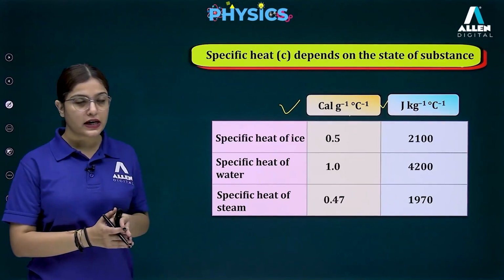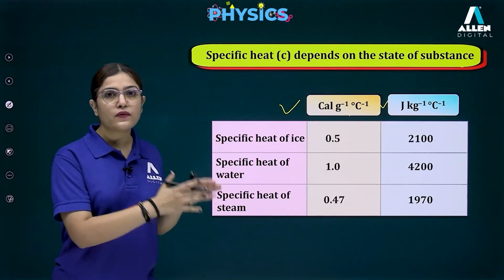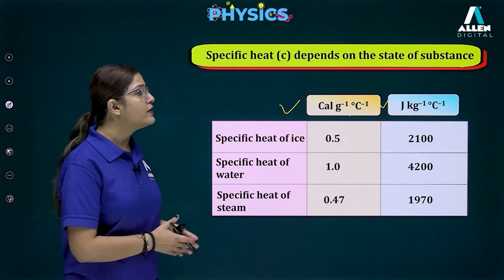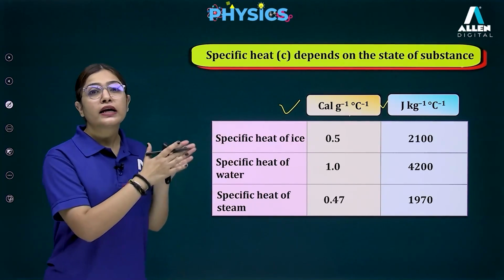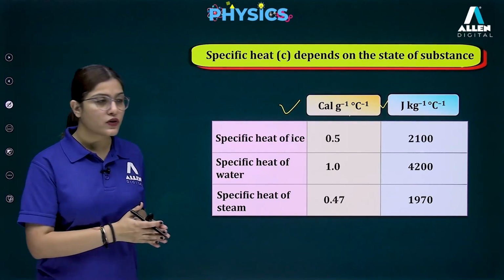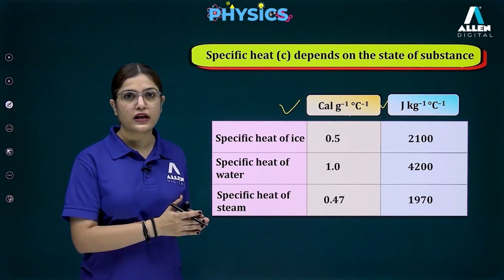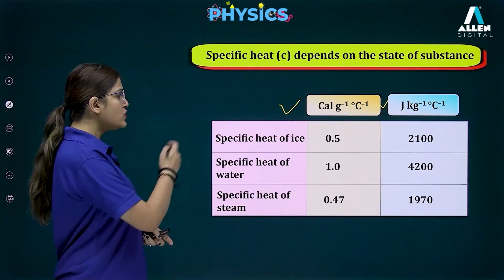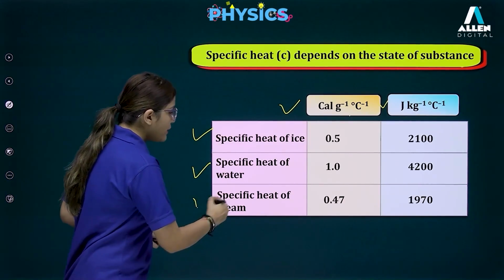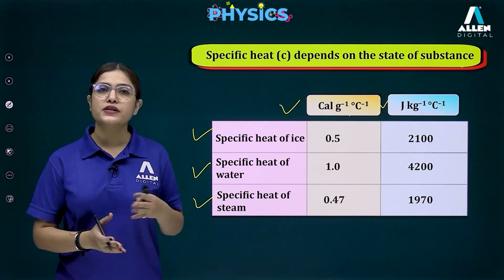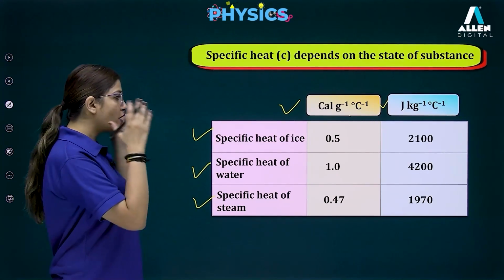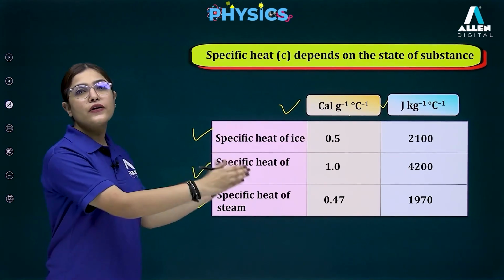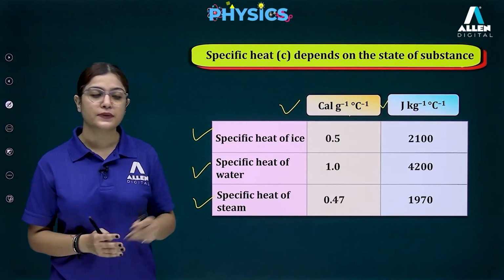Specific heat of steam: in calorie gram inverse degree Celsius inverse, we write 0.47, and in joule kilogram inverse degree Celsius inverse, it is 1970. So every time we are actually using a different specific heat. If we are talking about ice, water and steam, we are using different specific heat.